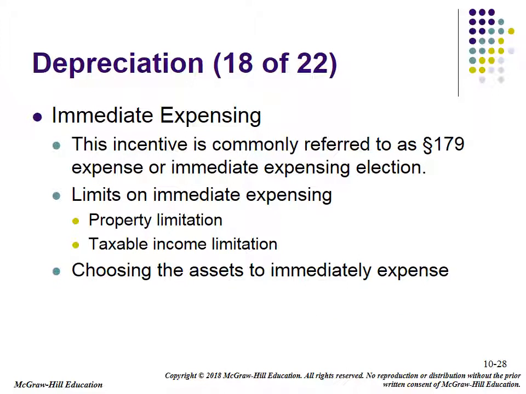Section 179 says basically you can expense personal tangible assets that you purchase during the year. Personal, tangible for the most part. Certain qualified real estate has been included in this definition. Make sure you read through that in your book.